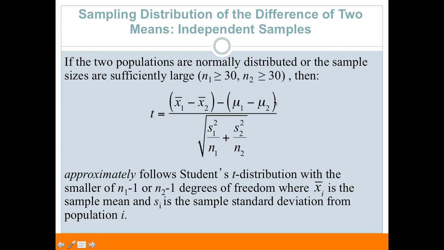So when we actually go to calculate our test statistic, this is always going to be 0 here. And then we divide by the square root of s1 squared, which is our sample standard deviation from our first sample, over n1, which is the sample size for the first sample, plus our sample standard deviation squared from our second sample over n2, which is our sample size for our second sample. And this is going to follow a student's t-distribution with the smaller degrees of freedom between the two. So what we do is we look at sample sizes for each, and then we use the smaller number of degrees of freedom.